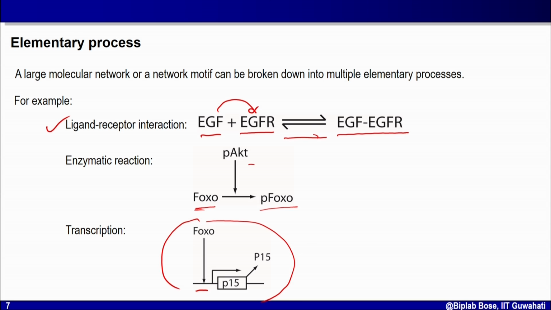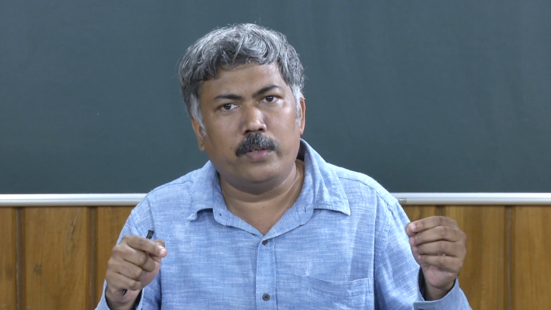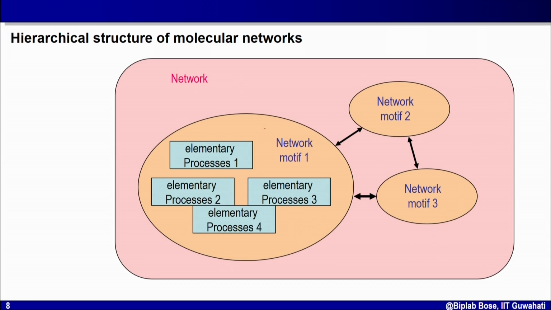Now, a large network can be broken down into sub-network motifs, and each of these network motifs can be broken down again into these types of elementary processes. So if you look into the hierarchical structure, what do I see? At the lowest level, there are certain elementary processes, for example, ligand receptor binding, enzymatic reaction, production of molecules, degradation of molecules, enzymatic control of production of molecules, transcription, translation, something like that. So multiple elementary processes, maybe a handful of them, come together and create a network motif, for example, a positive feedback, incoherent feed forward, something like that. So I get a network motif.